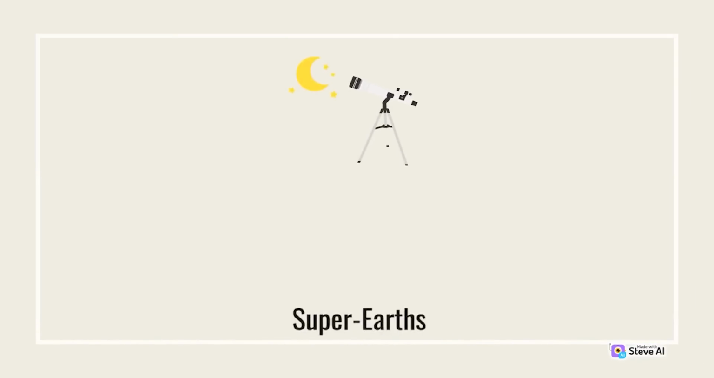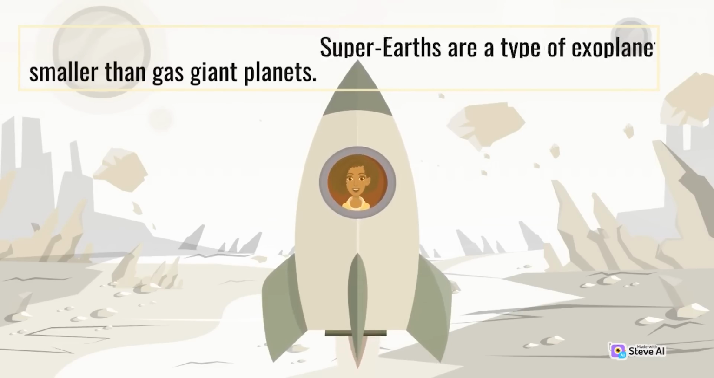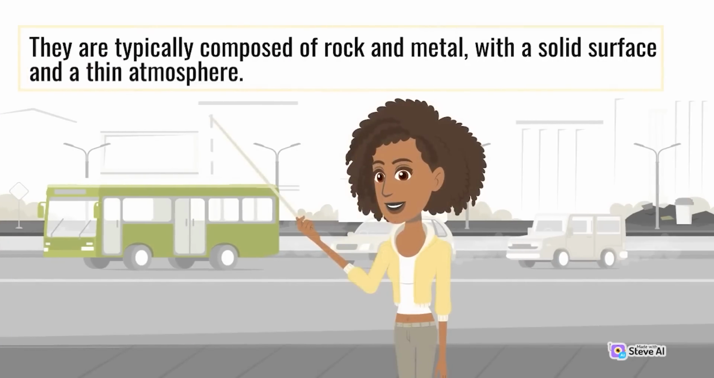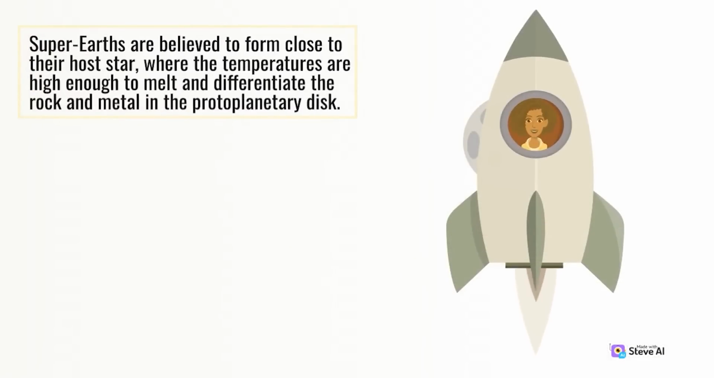Super-Earths. Super-Earths are a type of exoplanet that are larger than Earth but smaller than gas giant planets. They are typically composed of rock and metal, with a solid surface and a thin atmosphere. Super-Earths are believed to form close to their host star, where the temperatures are high enough to melt and differentiate the rock and metal in the protoplanetary disk.